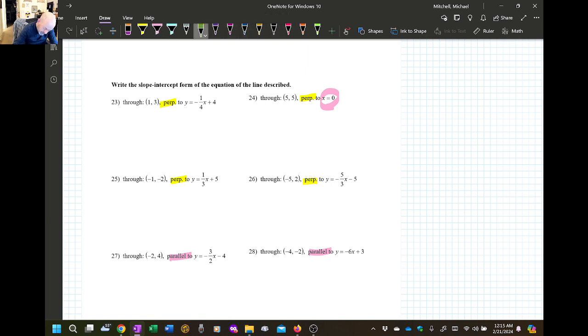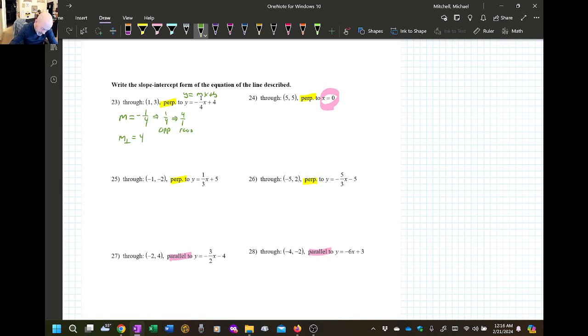Let's go back to green. M equals, this is my original slope, negative 1/4, getting that from this line right here. The negative 1/4 is the M. Now remember, perpendicular slope, opposite and reciprocal. So the opposite is going to be 1/4. That's my opposite. My reciprocal, flip it over, 4/1, which is just 4. So perpendicular slope is 4.